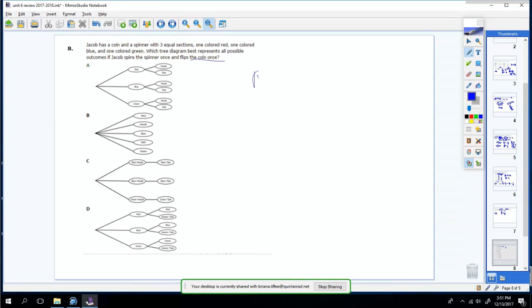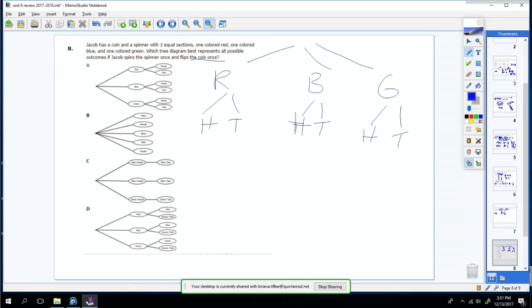So we have red, blue, green. So that's my first start. Then it goes to a coin. So a coin can have heads or tails. So it's going to break off twice. Heads, tails. Heads, tails. Heads, tails. Heads, tails. So I need to find a sample space in my answer choices that looks like this.